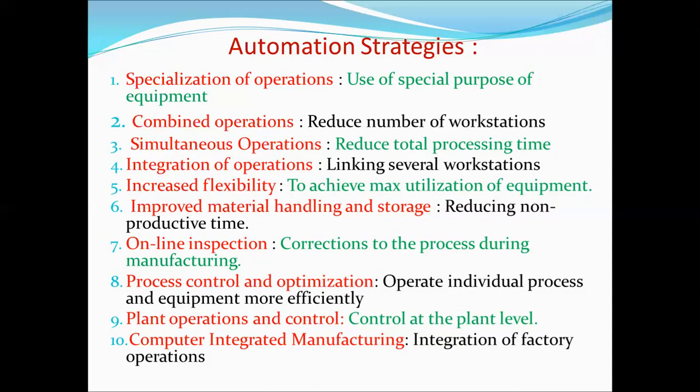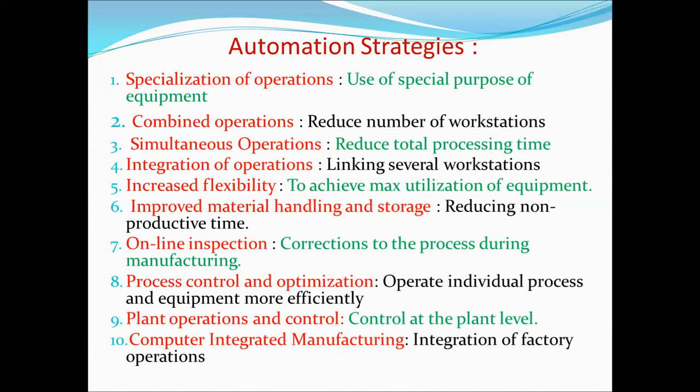Next is the simultaneous operations. It further reduces the total processing time. You know that production occurs as a sequence of operations. There are some complex parts, and even sometimes we produce more than 100 processing steps. So this strategy of combining operations involves reducing the number of distinct productions. Therefore, we can further reduce the time. Therefore, sometimes we have to use the simultaneous operations.